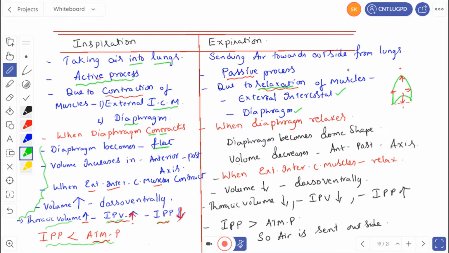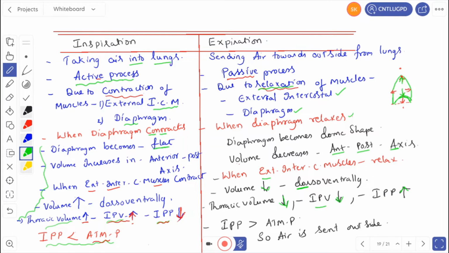When the diaphragm relaxes, what is happening? The flat diaphragm becomes dome shaped again. Then the volume is decreasing in this direction. Which direction? In the anterior-posterior axis, the volume is decreasing. When the external intercostal muscles relax, the volume decreases dorso-ventrally. So thoracic volume is decreasing, intrapulmonary volume is also decreasing. When intrapulmonary volume is decreasing, intrapulmonary pressure is increasing.